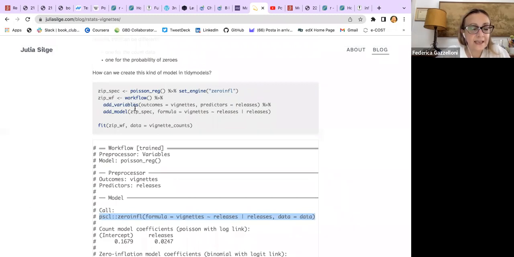Because in this case, she said, if you want to use a workflow, and you have set the Poisson regression, set engine, zero inflated and everything, then you need to specify the variables. So which one is the outcome and which ones are the predictors? And then add the model. As you can see, this model with the pipe within it has the same predictors.